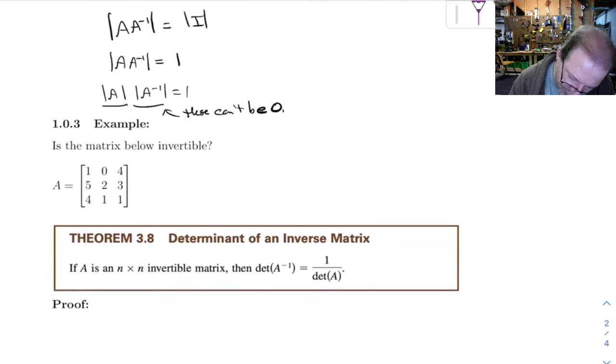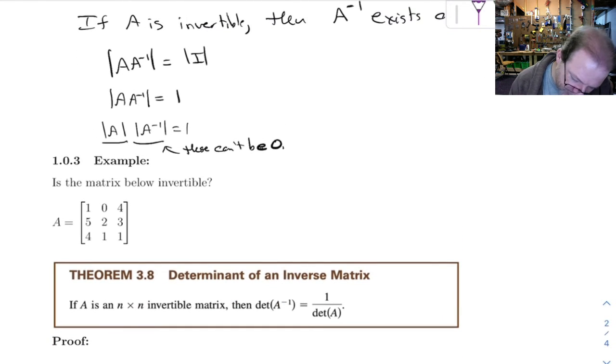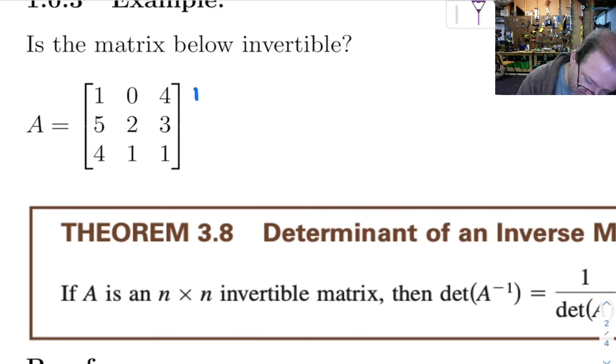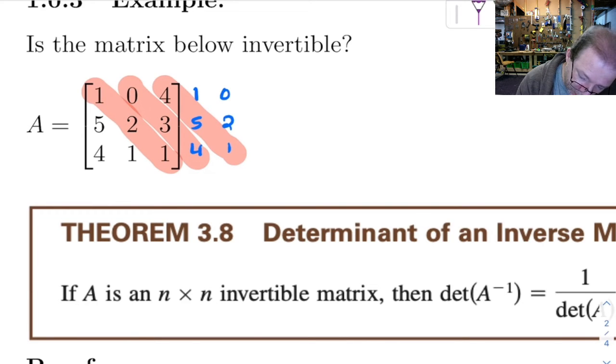But let's look at this down here. We can use this for something like this. Is this matrix invertible? Well, you could try taking the inverse, or we could take its determinant. So this is a 3 by 3, so let's use our quick method for 3 by 3s. All right, when I do my 3 front diagonals, I get, let's see, 2 plus 0 plus 20.